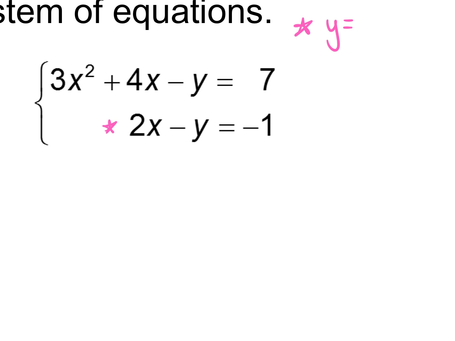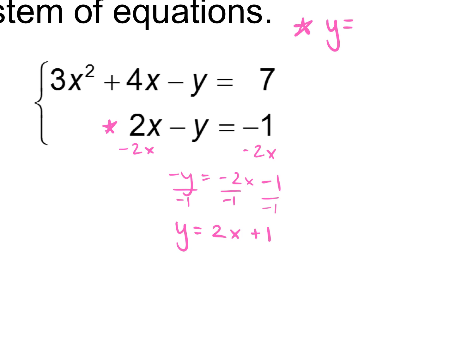So what could I do first to make our second equation y equals? Subtract 2x. I can subtract 2x. So negative y is equal to negative 2x minus 1. Then what? Divide everything by negative 1. So positive y is equal to 2x plus 1. We just changed the signs of everything.